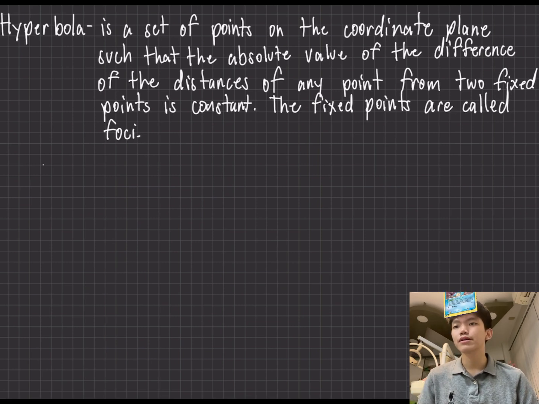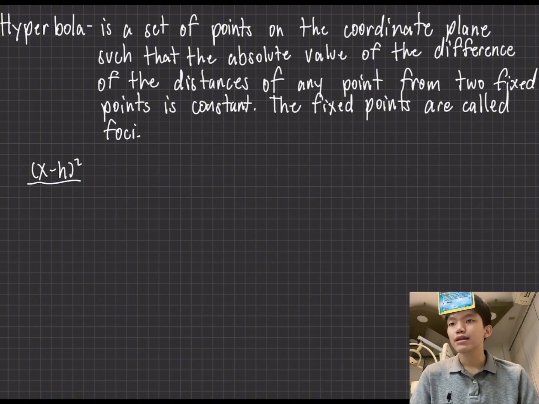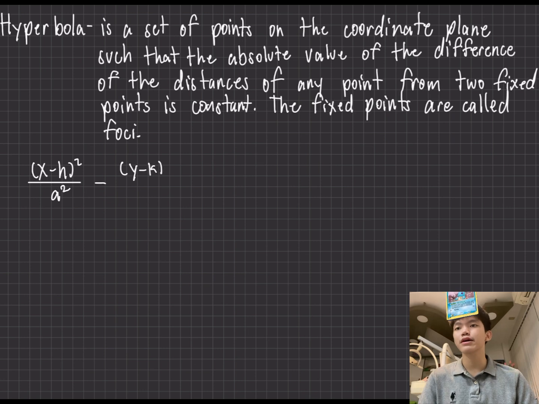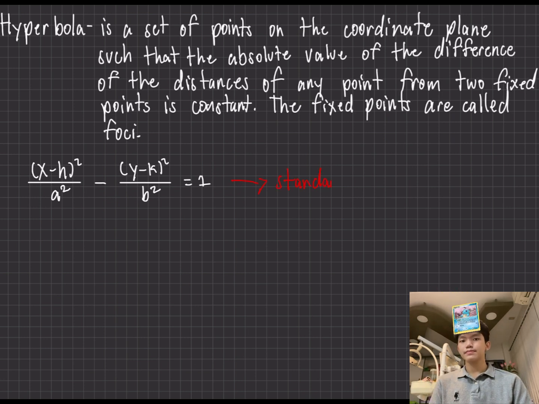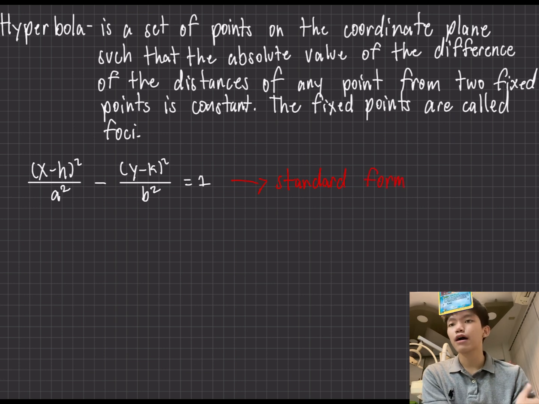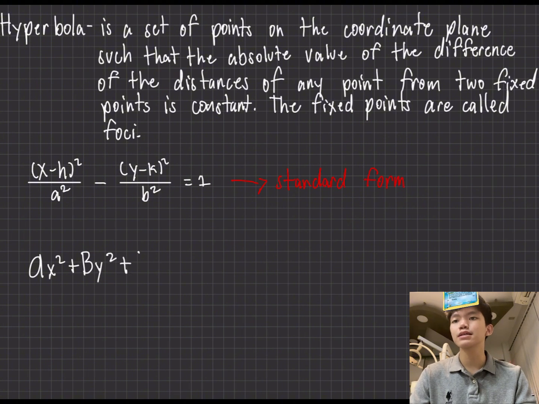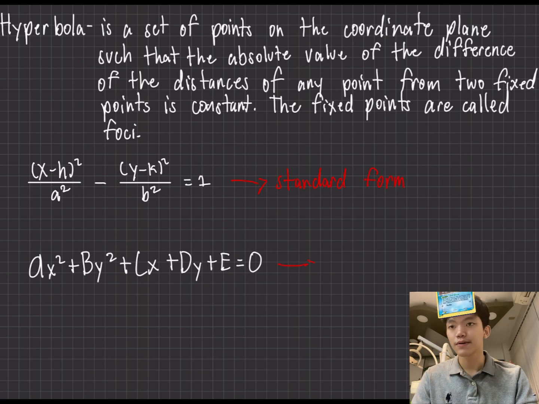So we have our standard form: quantity x minus h squared over a squared minus quantity y minus k squared over b squared is equal to 1. That will be our standard form for hyperbola. And for our general form, ax squared plus by squared plus cx plus dy plus e is equal to 0. That will be our general form for hyperbola.